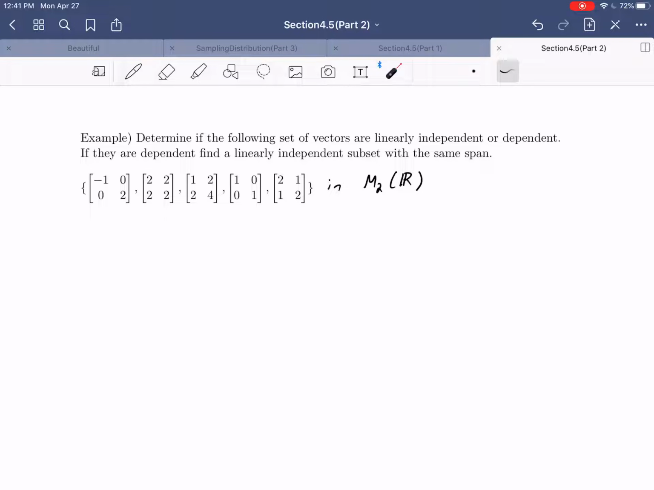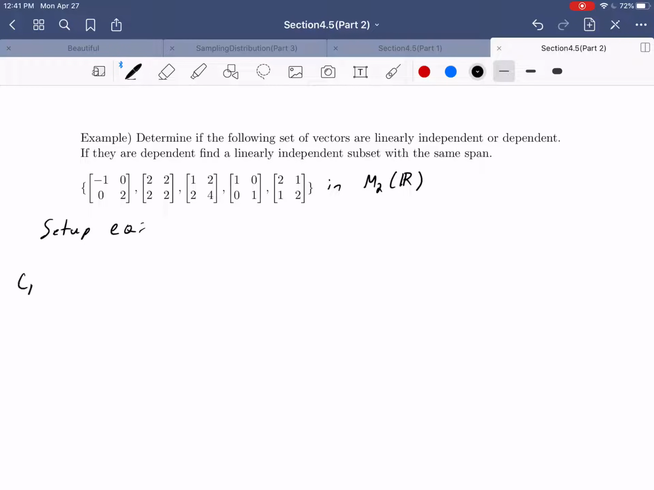In this case, maybe one of these is the sum of the other ones, or maybe one of them is 2 times one of them plus 3 times another one, or something crazy like that. We can't just say they're automatically linearly independent because there are no scalar multiples. So we've got to do this the old way. We need to set up the equation.